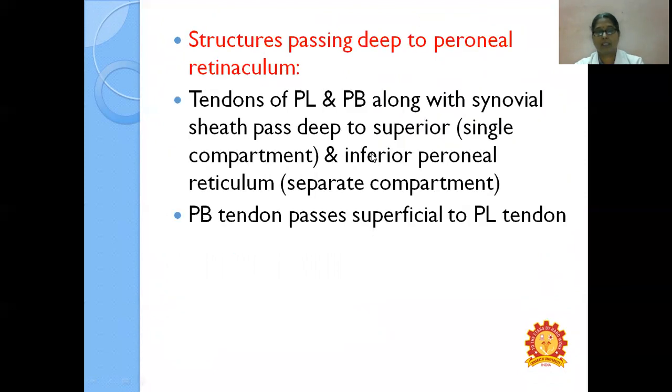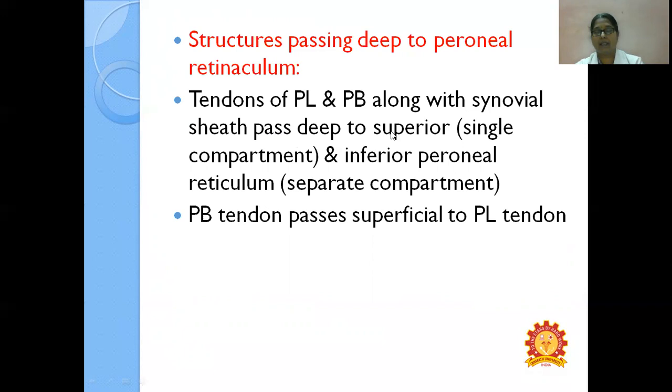So let's see what are the structures passing deep to the peroneal retinaculum. Obviously, the tendons of the peroneus longus and peroneus brevis along with the synovial sheath. All these tendons are surrounded by a synovial sheath. They pass deep to the superior and inferior peroneal retinaculum.